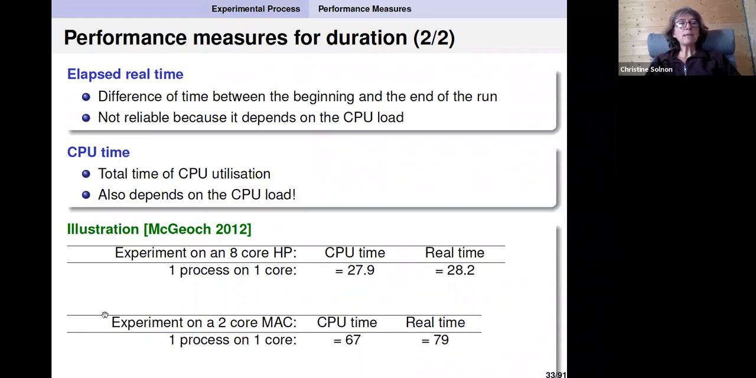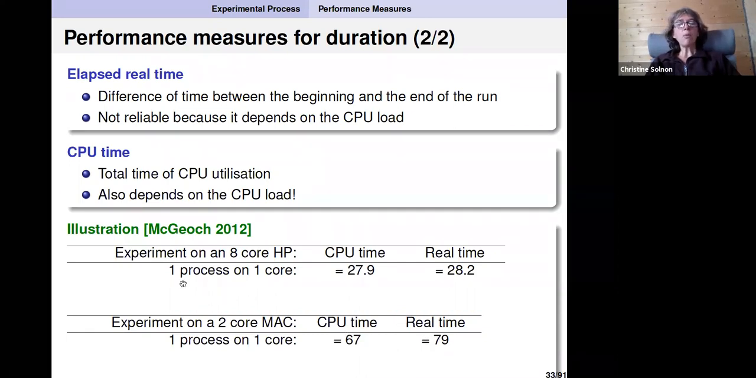This is illustrated by Catherine McGeoch on a very simple experiment here. She considers two different computers, an HP with 8 cores and a Mac with 2 cores, and she ran the same program on one core of each computer. On the HP, we have this CPU time, which is quite close to the real time, and this is not surprising. On the Mac, the CPU time is 3 times larger, but it is also rather close to the real time.